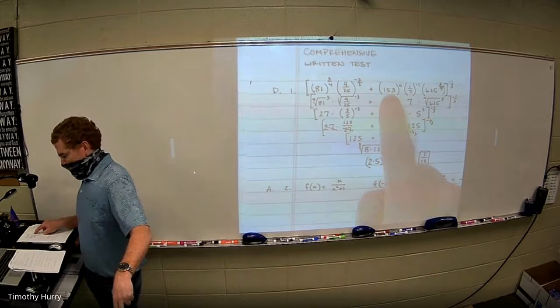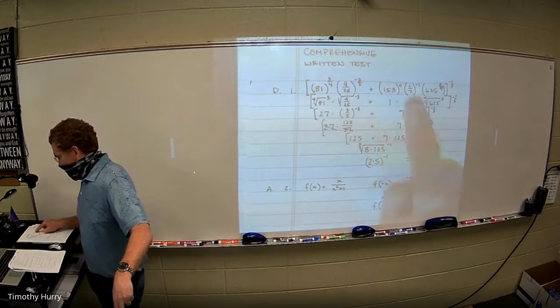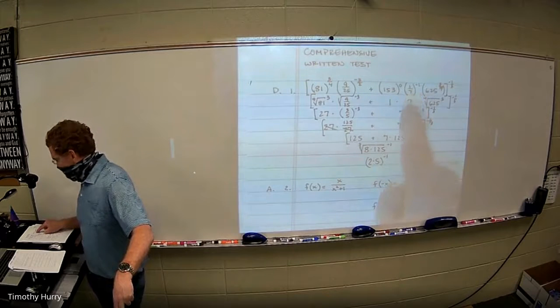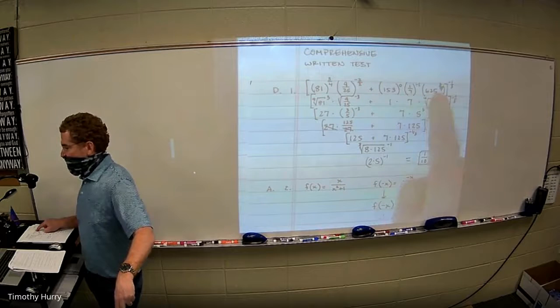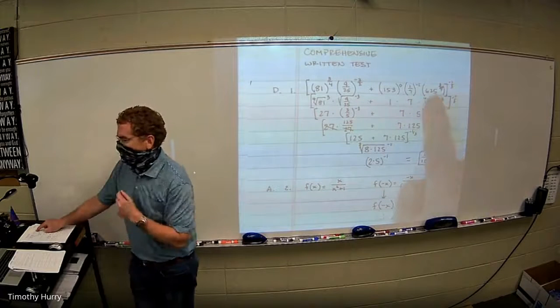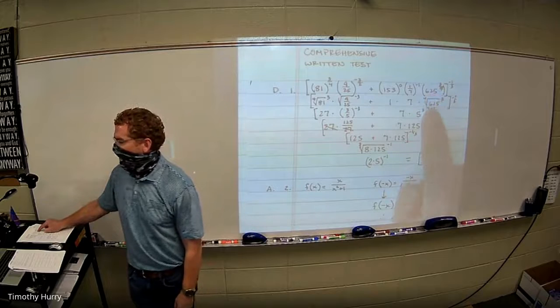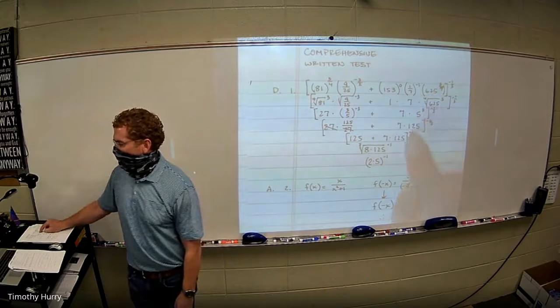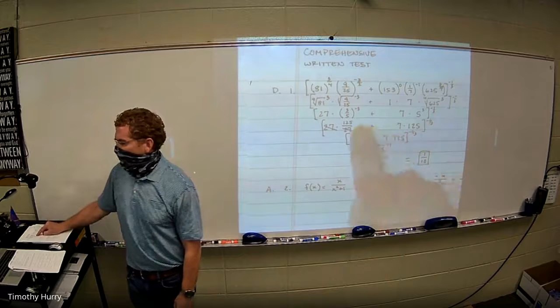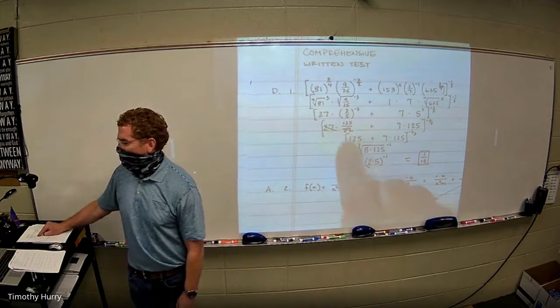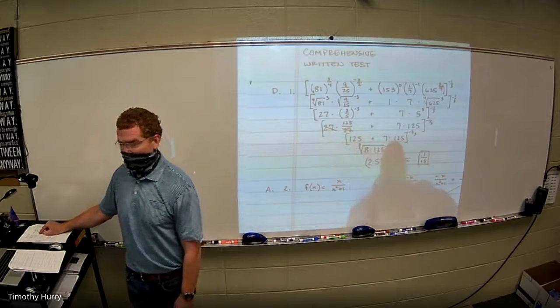Over here, that to the 0 is 1. That to the -1/7 is 7. And then again, that to the 3/4 is the 4th root of 625, which is 5. And then 5 cubed is 125. And at this point, those two numbers cancel, and I get 125 plus 7 times 125.